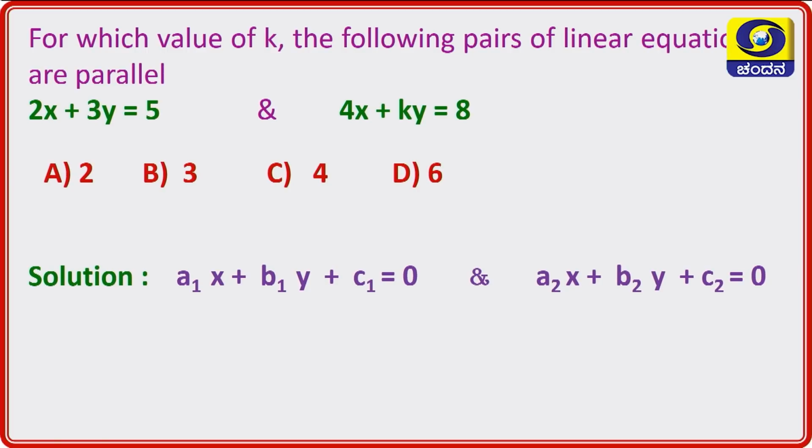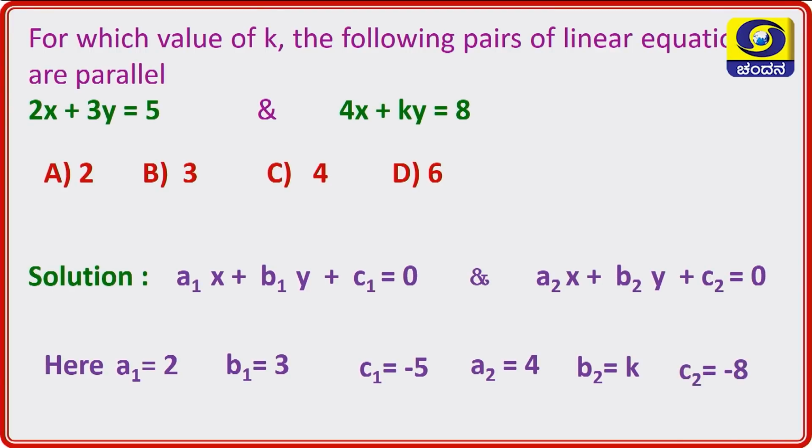Consider the equations a1x plus b1y plus c1 is equal to 0 and a2x plus b2y plus c2 is equal to 0. Here the value of a1 is 2, b1 is 3, c1 is minus 5. Why minus 5? We have the standard equation a1x plus b1y plus c1 is equal to 0. When we transfer 5 to the left side, it becomes minus 5. So the value of c1 is minus 5. In the second equation, a2 is 4, b2 is k and c2 is minus 8. Again we follow the same procedure here also.